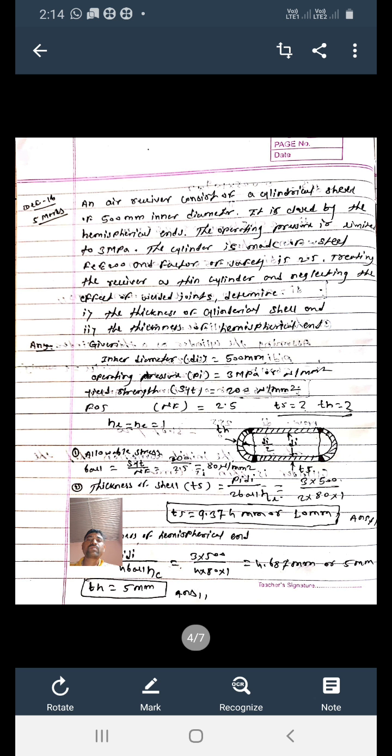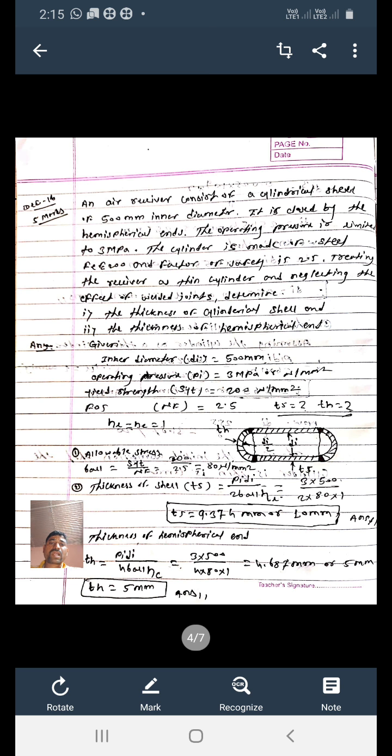See, read the problem carefully and write down the given data. The inner diameter is given, it is denoted by di is equal to 500 mm. Okay, then operating pressure is not to exceed, p is given 3 MPa. I have already told you 1 megapascal is equal to 1 Newton per mm square. Then yield strength is given, SYT is given 200 Newton per mm square, and factor of safety is given, it is denoted by nf, 2.5.